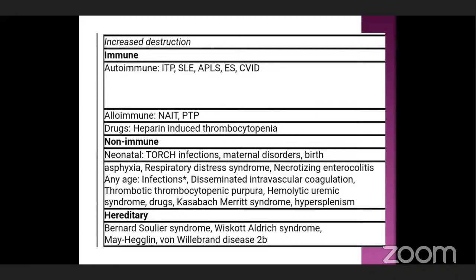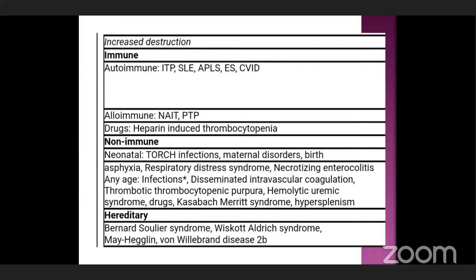Then maternal diseases. Even if the mother is having SLE, the baby can develop thrombocytopenia. Then birth asphyxia, respiratory distress syndrome, necrotizing enterocolitis. All these are conditions in the newborn period which can cause thrombocytopenia. Then at any age, infections can result, especially viral infections and sepsis, all can cause thrombocytopenia. Disseminated intravascular coagulation means excess coagulation is happening in our body, and that will deplete all the platelets and result in thrombocytopenia.